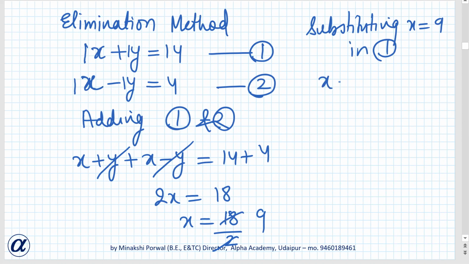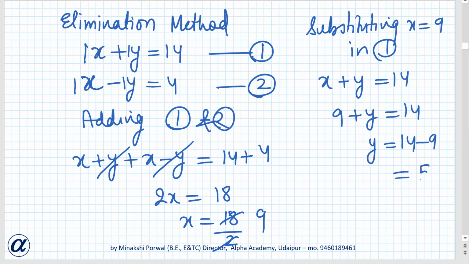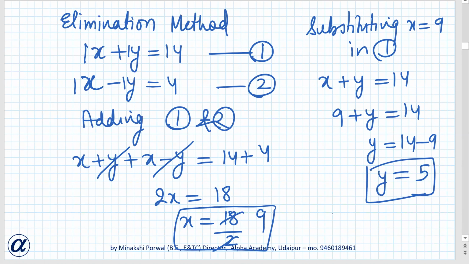x equals 9 in 1. So x plus y equals 14, 9 plus y equals 14, y equals 14 minus 9, ये हो जाएगा 5. तो y equals 5 and x equals 9. This will be the answer. This is elimination method.